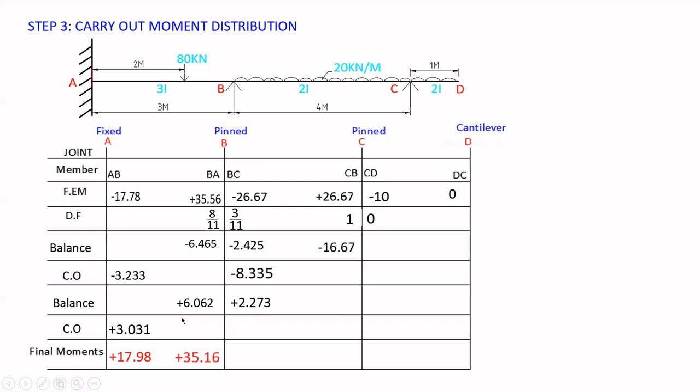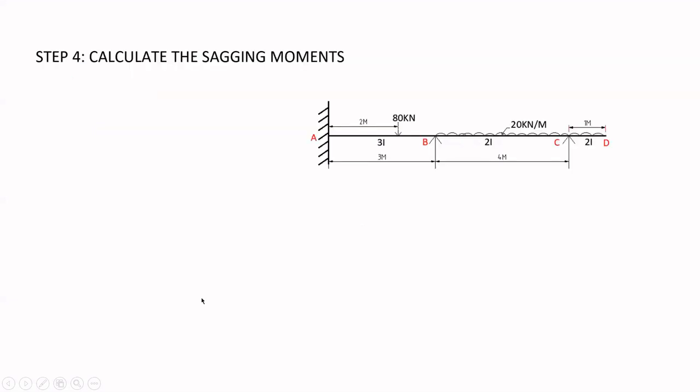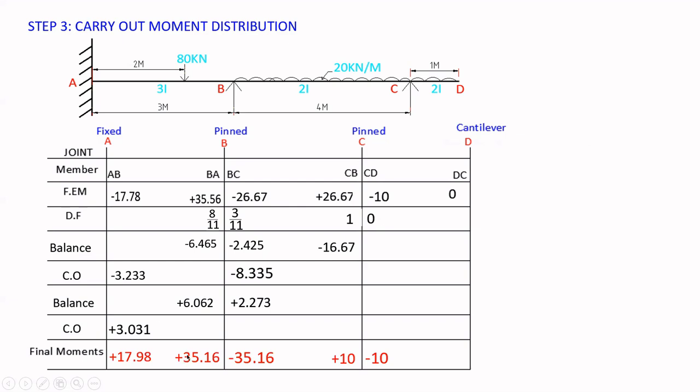So basically that's it. You now do the summation for the final moments. It's positive 7.98. If you add this and this to that, you get positive 5.16. And then if you add all this, you get negative 4.16. You add this, you get positive 10. This one you get negative 10. And of course, this one is 0.